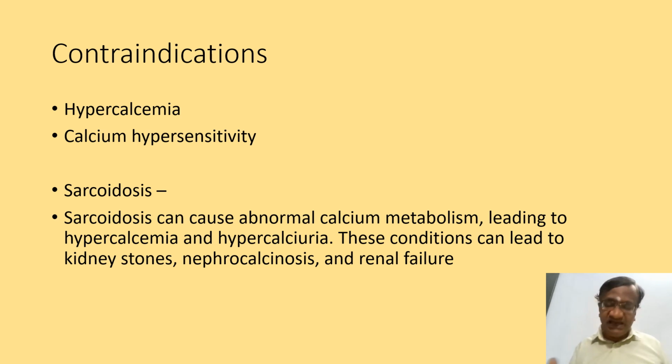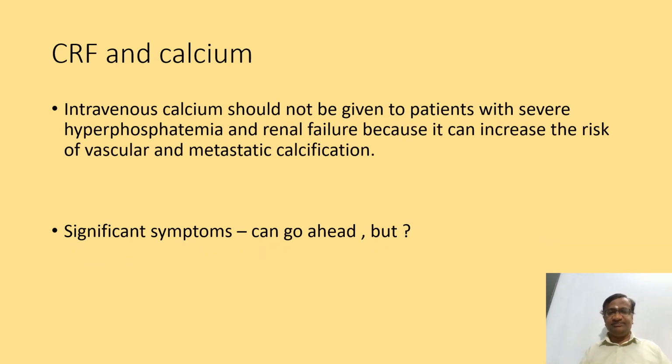What are the contraindications? Again, the same: hypercalcemia, we don't give. Calcium hypersensitivity, we don't give. What is important is sarcoidosis. This disease itself causes abnormal calcium metabolism, leading to hypercalcemia and calciuria, so if you give calcium, there is a problem. Intravenous calcium should not be given to patients with hyperphosphatemia and renal failure. If there is renal failure with hypocalcemia but no hyperphosphatemia and the patient goes into fits, yes. But if it is hyperphosphatemia, beware. If significant symptoms are there, go ahead, because it can cause calcium phosphate precipitation and calcifications.